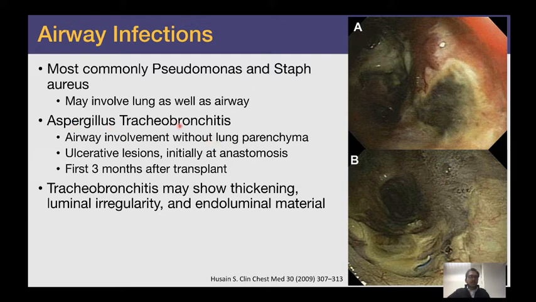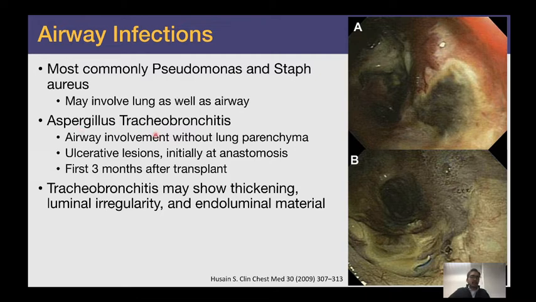Aspergillus tracheobronchitis is a particular bug that can affect the tracheobronchial tree because it's sort of in the air, and the fungus feeds off of dead or decaying material. So if you have necrotic material in the airway, then the Aspergillus organism can start to feed off of that. So it's not necessarily an infection if you have it in the airways, but if you have symptoms, if on bronchoscopy it looks like there's redness and other signs of infection, then that's deemed an airway infection.